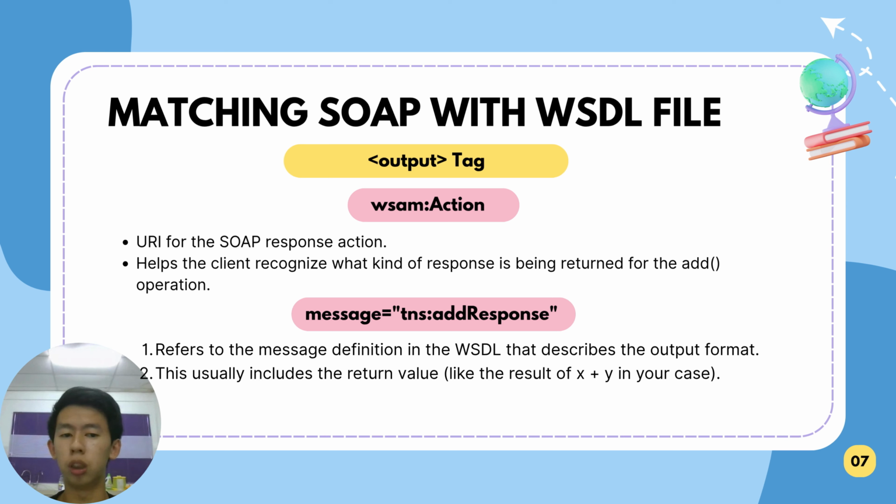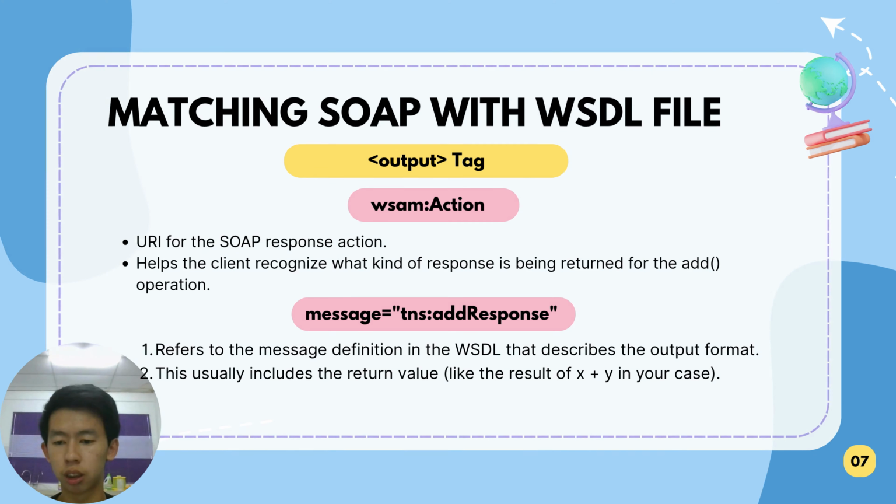So now I will talk about the output tag. The output tag is similar to the input tag, in that it defines the structure of the response. But the difference is that it points to tns:addResponse, which describes what the client should expect. In our case, the sum of x and y is written as a string.